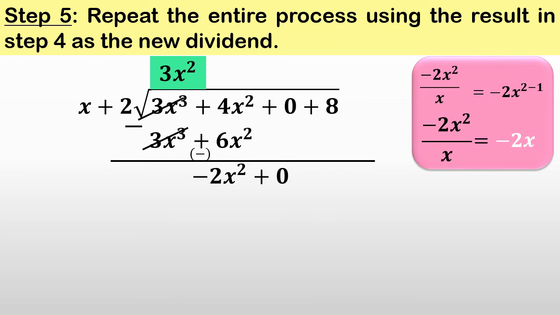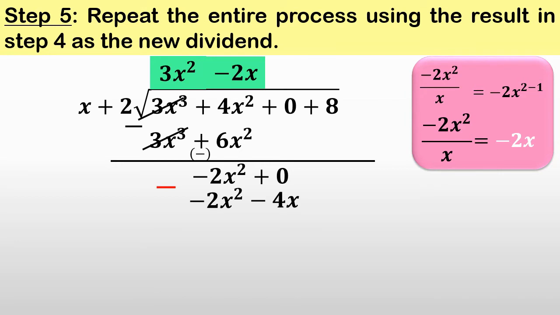2 minus 1 is equal to 1. So, therefore, our exponent is an imaginary 1 only. So, therefore, the next term of the quotient here is negative 2x. Now, proceed to the next step. Let's multiply the quotient to each term of the divisor. Negative 2x times x is equal to negative 2x squared. Negative 2x times 2, the answer is negative 4x.